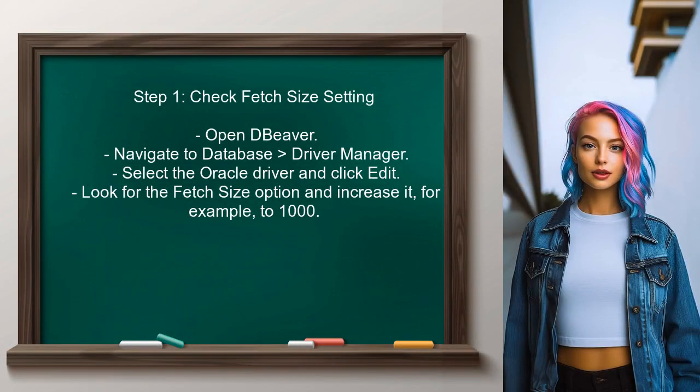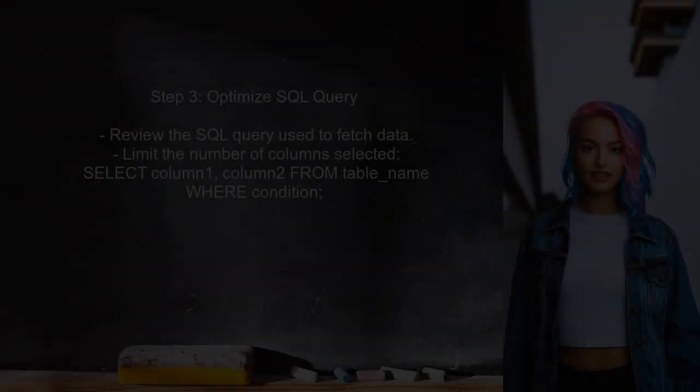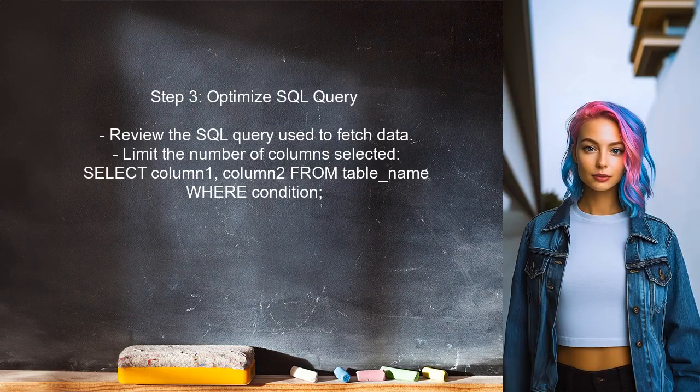To improve the speed of fetching table data in DBeaver, the user should first check the fetch size setting. This setting controls how many rows are retrieved from the database at once. Next, the user should consider adjusting the connection settings. Specifically, enabling the option to use a direct connection can help speed up data retrieval. Another important step is to optimize the SQL query being used to fetch data. The user should ensure that the query is efficient and only retrieves the necessary columns.